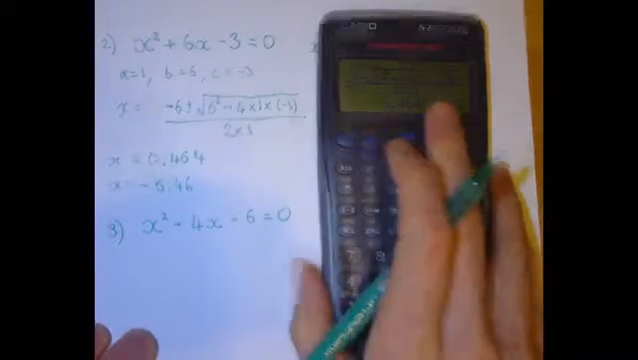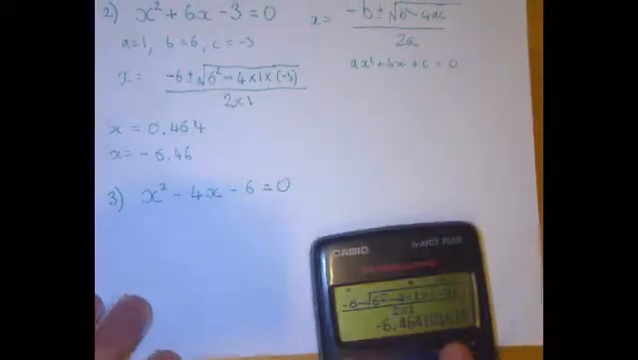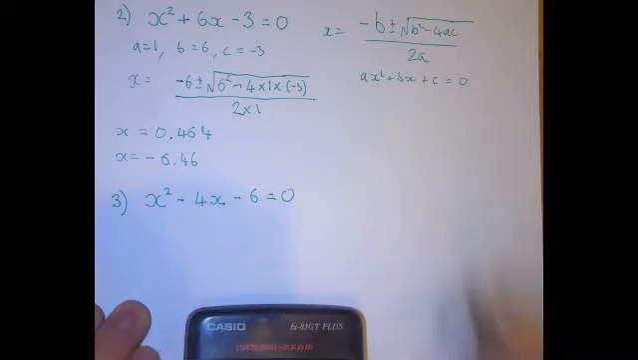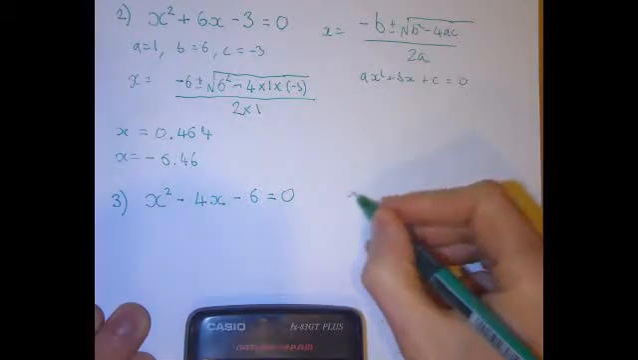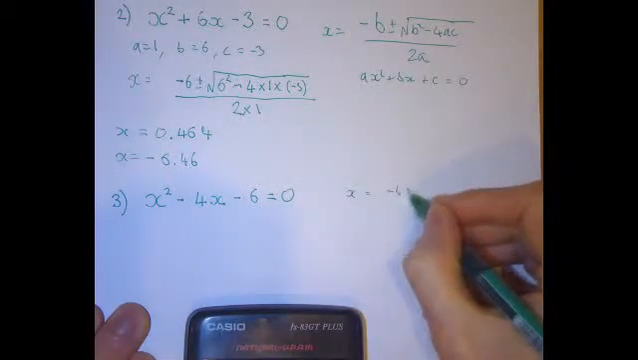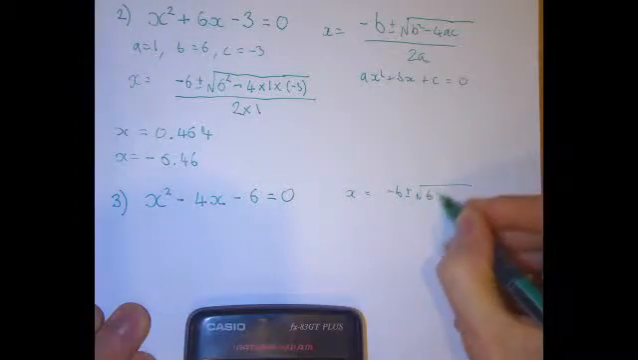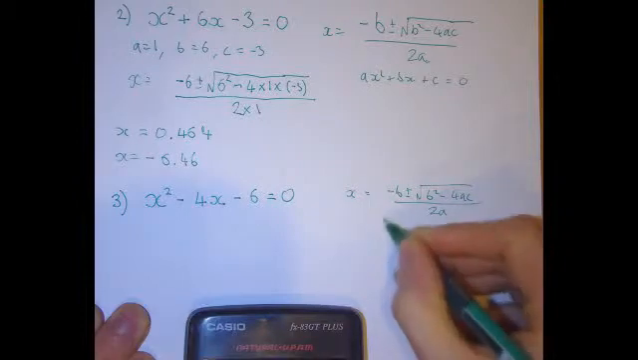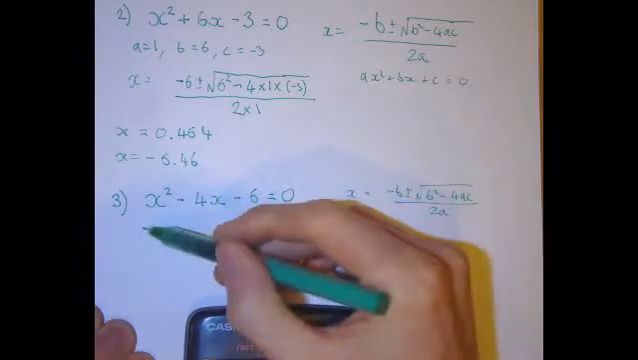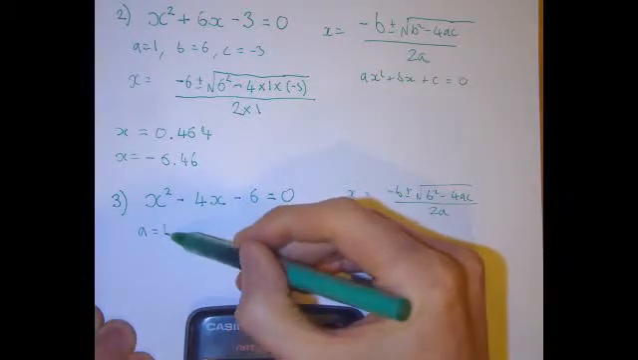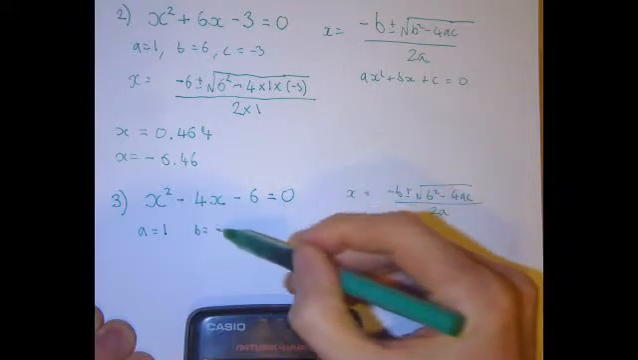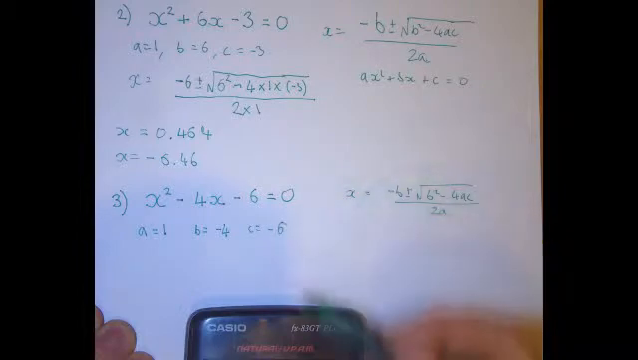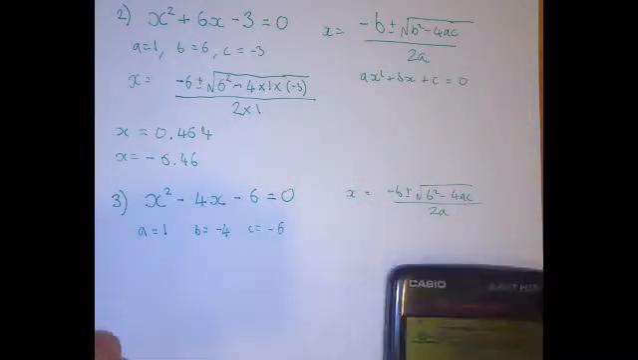Let's have a look at question 3. I'm just going to hold that there. Now this time we've got the equation here. Let's just copy it down. x equals minus b plus or minus the square root of b squared minus 4ac, all divided by 2a. We know that a is going to be equal to 1, b this time was equal to negative 4, and c equals negative 6. So let's substitute that into my formula.